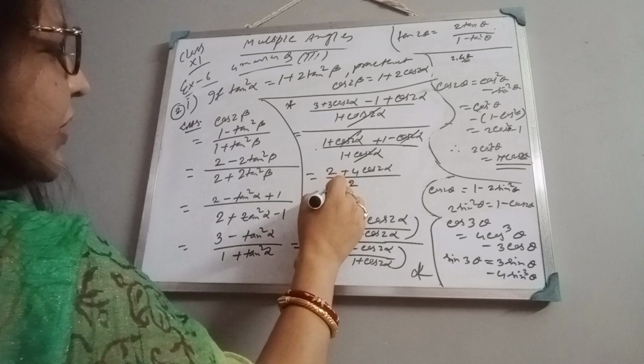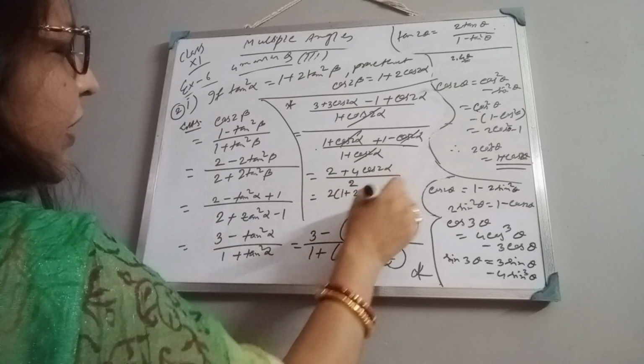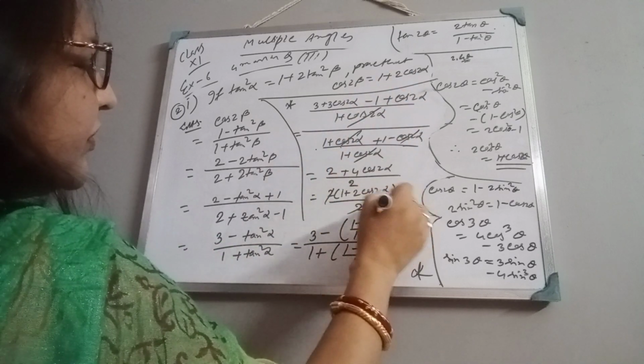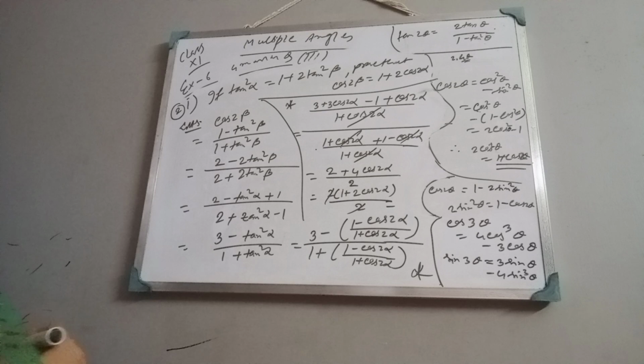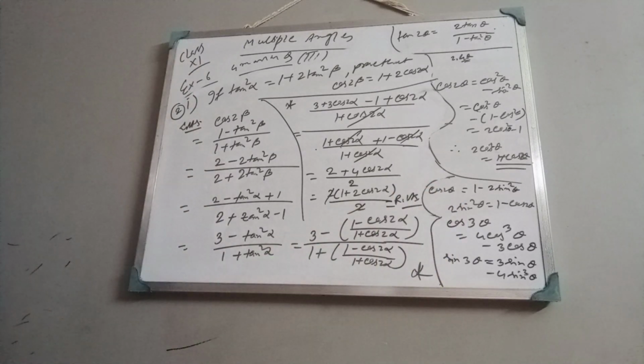Okay, so now we can take common 2, so it is coming (1 plus 2 cos 2α) divided by 2, already proved, which is equal to 1 plus 2 cos 2α. Okay, which is equal to the right hand side. So this is also proved.